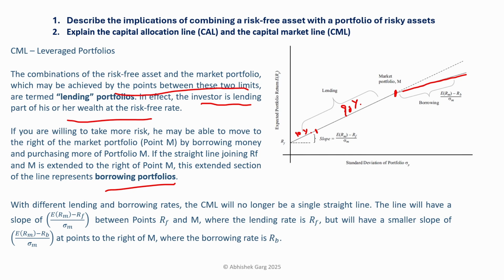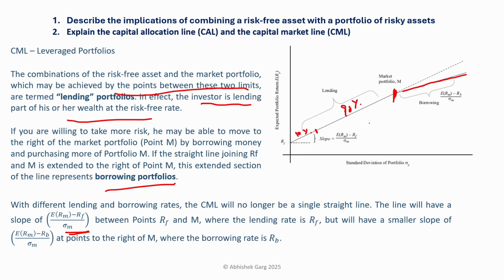But if you are borrowing money from some bank or any lender, it could be the case that your borrowing cost will be greater than your risk-free rate. So in that case, your CML will no longer be a single straight line. The line will have a slope of the expected market return minus the risk-free rate divided by sigma m, up to the point M.